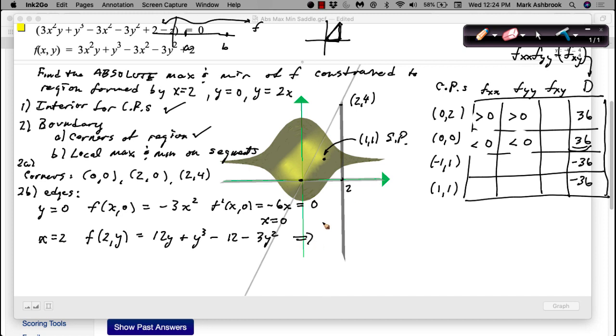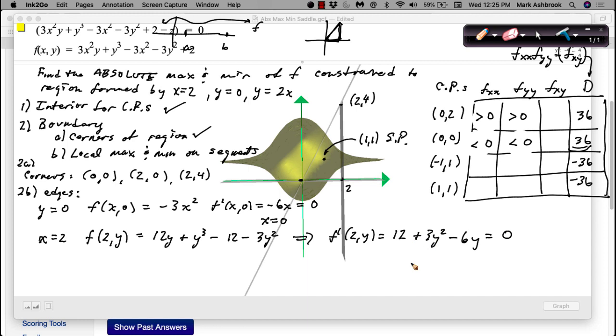And now I take the derivative of that, because I'm checking for local max and min along this. So I want f prime with respect to y. And I'm going to get 12 plus 3y squared minus 6y. And I want that to be 0. Everything look good?